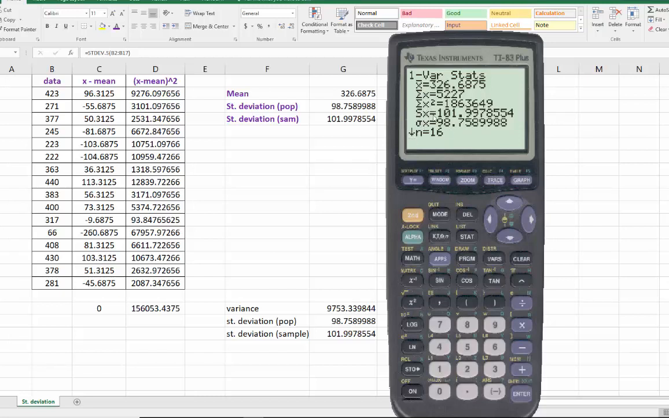S of x, that is the standard deviation if this set is considered to be a sample. And look, it's exactly the same thing. Sigma of x is 98.76, which matches these values exactly.